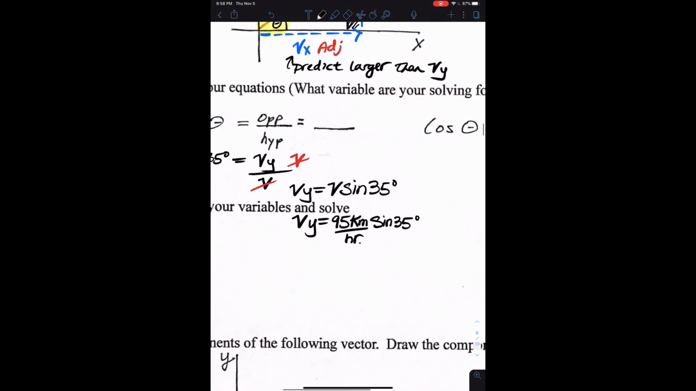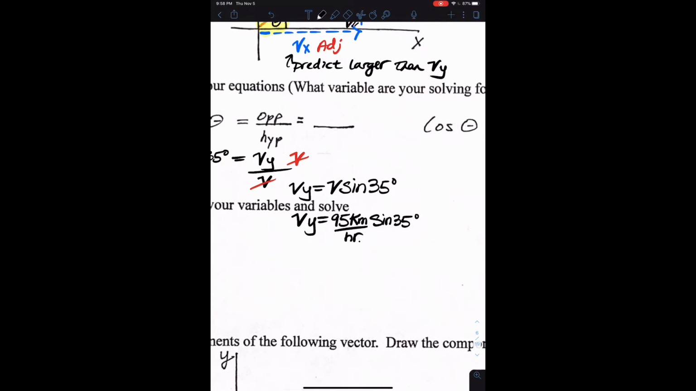Once again, our calculator's got to be in degrees, so I can plug this in my calculator. I believe I'm in degrees. I better check really quick. Yep. Okay. 95 sine 35 is equal to 54.49. Units here are going to be kilometers per hour. All right, and that is one of our components right there.